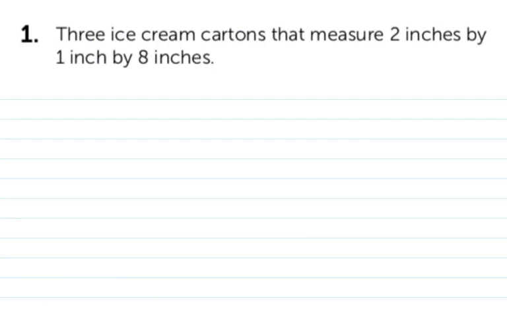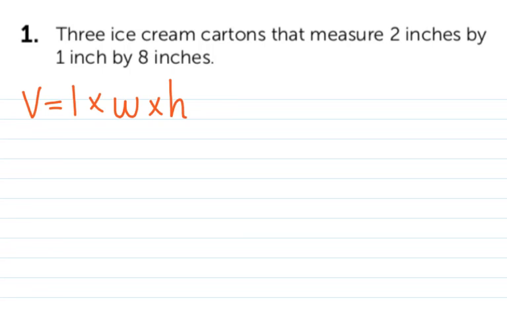So let's get started on our first practice problem. It says we have 3 ice cream cartons that measure 2 inches by 1 inch by 8 inches. So the first thing I want to remember is that volume equals length times width times height. Now in this case, it does not tell us which is length, height, or width. So we don't know which number to put here for length, here for width, or here for height. But remember with multiplication, you can multiply in any order and you'll still get the same answer. So I will just put them down in the order that they were given.